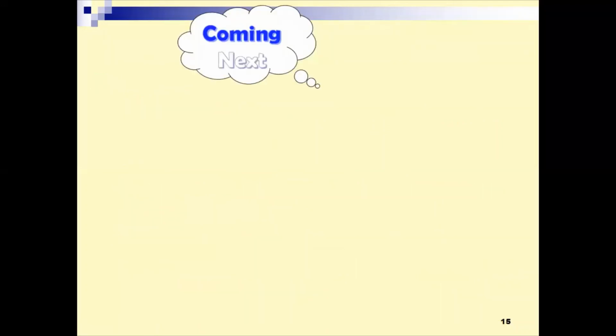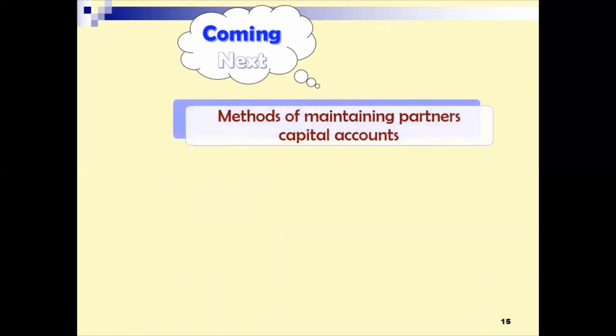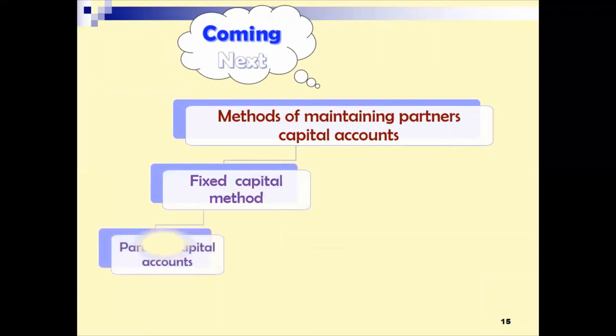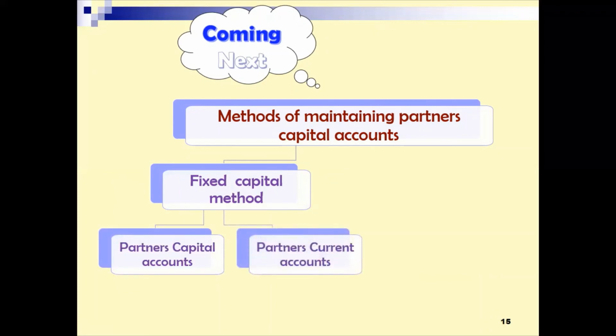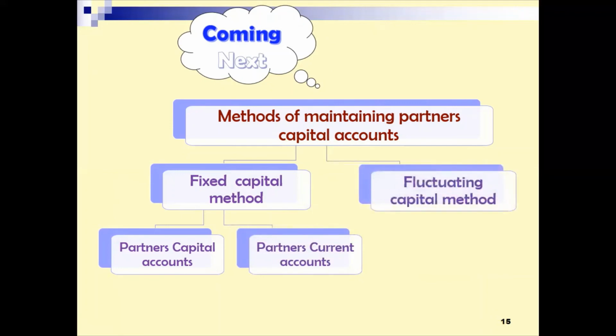Now, with that short lesson, what is following this lesson is that we will be looking at the methods of maintaining partners' capital account in a partnership business, which includes the fixed capital method. In the fixed capital method, we prepare the partner's capital account and the partner's current account. That will be followed with the fluctuating capital method, which is the other method of maintaining partner's capital account. And in that situation, we shall prepare the partner's capital account.